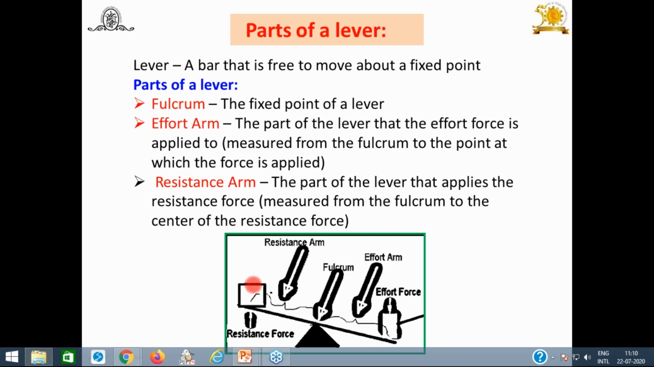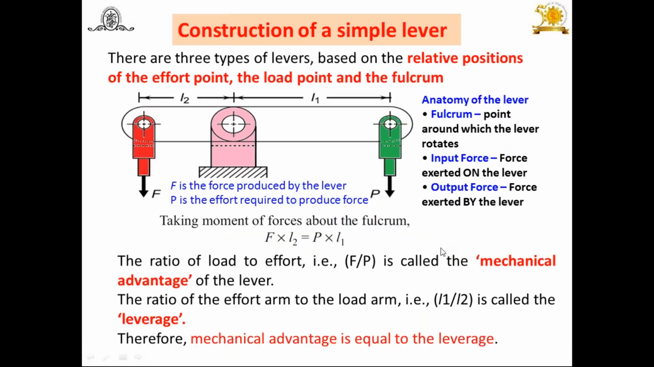This distance is measured parallel to the force, and the effort arm distance is also measured from the effort, that is P, up to the pivot. The fulcrum is the fixed point of the lever, and the effort arm means the part of the lever where the effort force is applied, that means from this point up to the pivot. The resistance arm means from the force to be produced up to the fulcrum. You can say it's a resistance arm, or load arm, or force arm. This is about the nomenclature, or some terms associated with this.